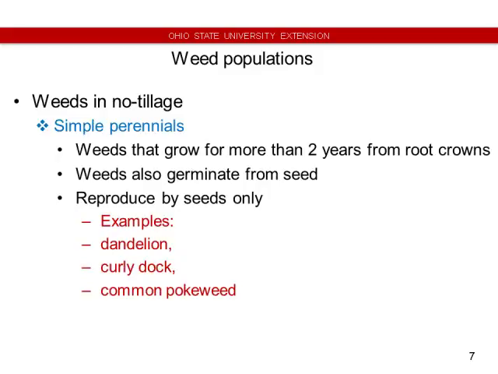One of the other things that we end up with, I talked about creeping perennials, and then we can classify another group of perennials called simple perennials. Simple perennials are those that grow for more than 2 years, but they just have a root crown. So they're kind of similar to alfalfa. So we're talking about dandelion and curly dock and then common pokeweed. These all have root systems that enlarge and allow them to regrow from 1 year to the next, but it doesn't spread by that root system. It only spreads through seeds, but that root system can enlarge and allow the plant to survive for many years. And dandelion will choke out a corn and soybean crop very quickly if we get a dense patch of them established in a field.